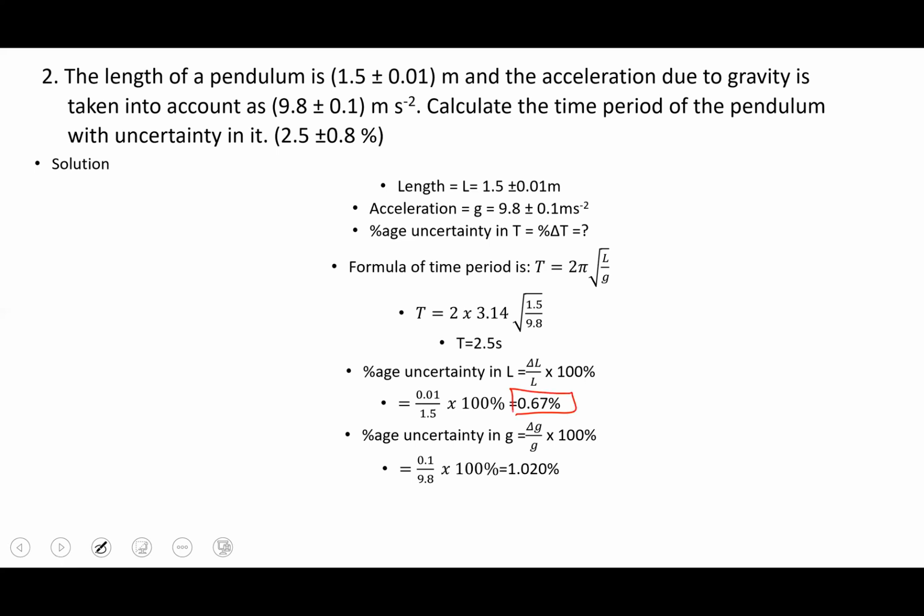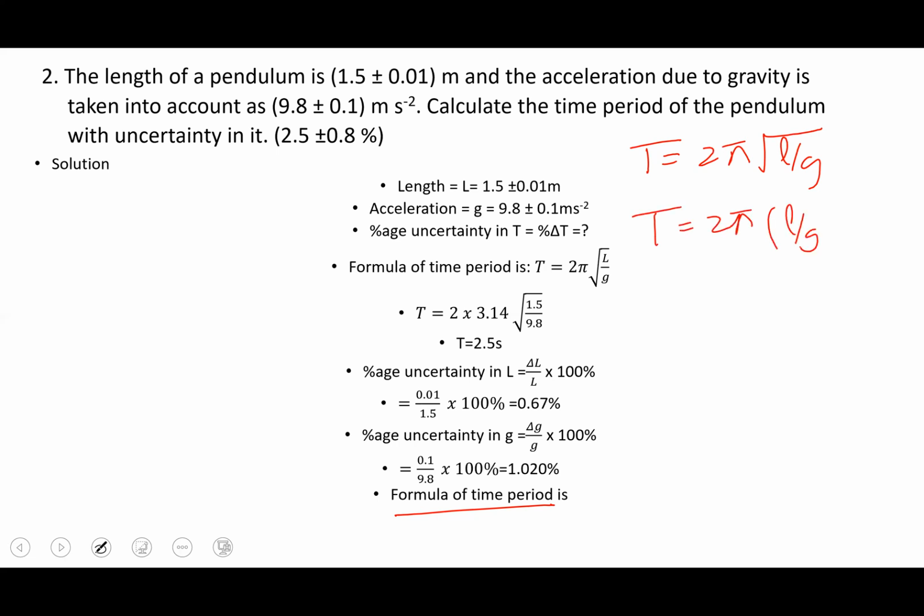Now, if we add up these two percentages, and multiply by the power of these values, that means 1 by 2, we'll get the value of the total uncertainty in this whole case. So the formula of the time period, as we know, is T equal to 2 pi under root L over G. Similarly, we can write 2 pi, L over G to the power 1 over 2. So the percentage uncertainty of T will be given as 1 over 2, which is the power, multiplied by percentage uncertainty of length plus percentage uncertainty of G.